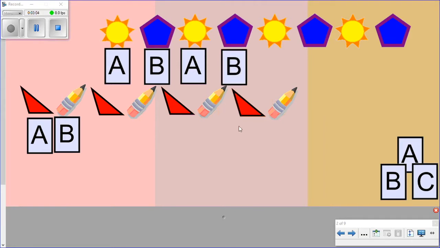When we talk about patterns, we try to find out the core of the pattern, the main part of the pattern. That's right here, A, B. And then it continues to repeat, A, B, A, B, A, B. So this is what we call an A-B pattern. All right, let's take a look at some other patterns.